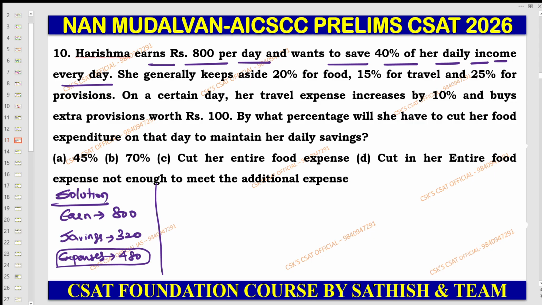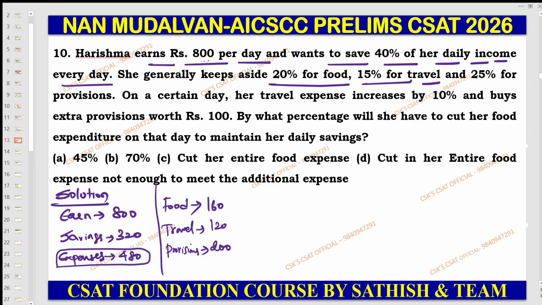So now with the first case, what is our expense? 20% food. Listen carefully. 20% food. 10% means 80 rupees, so 20% means 160 rupees. Next, travel. 15% travel. 10% is 80, another 5% is 40. So 15% means 120. Provision, 25%. 20% means what? 160. Another 5% is 40. So therefore 200.